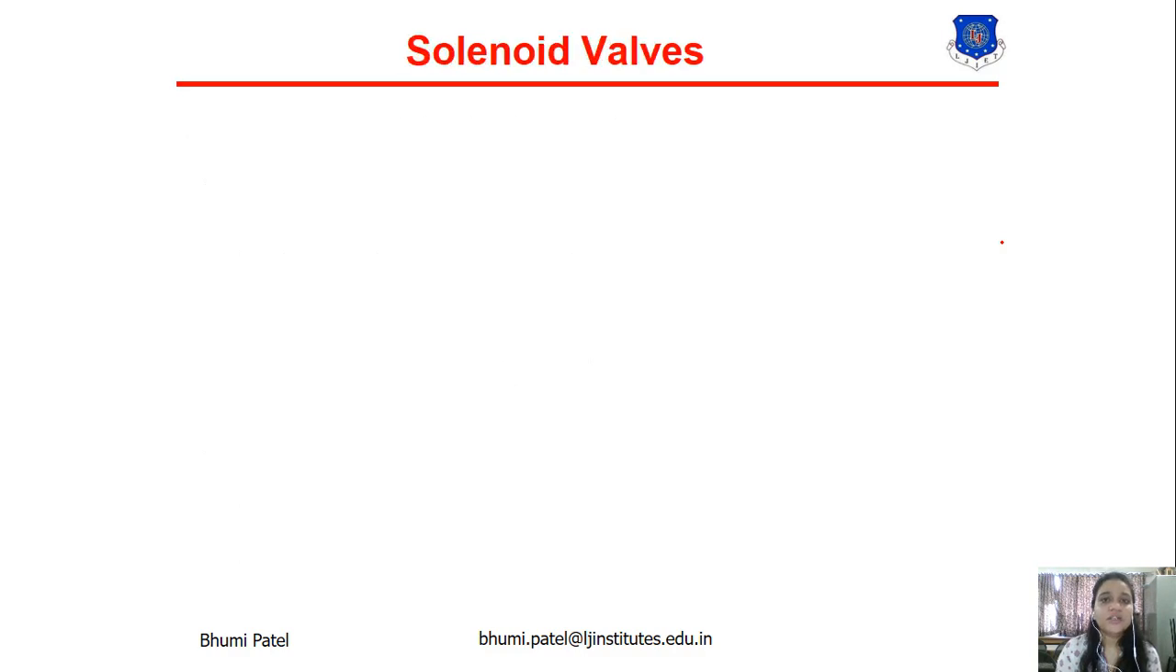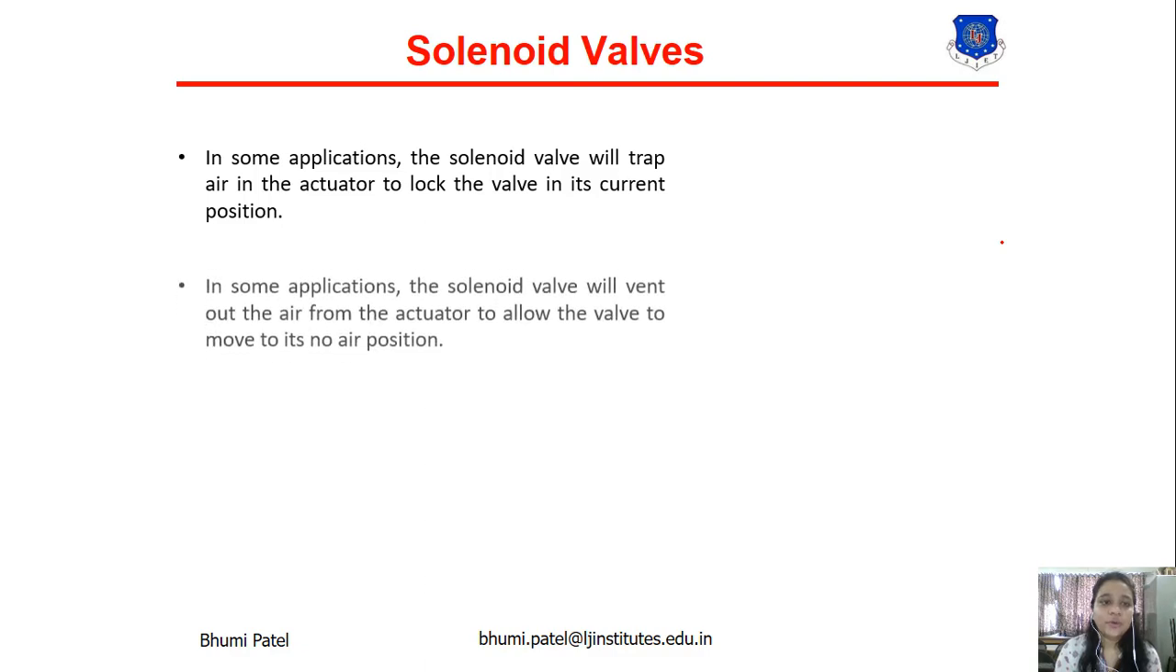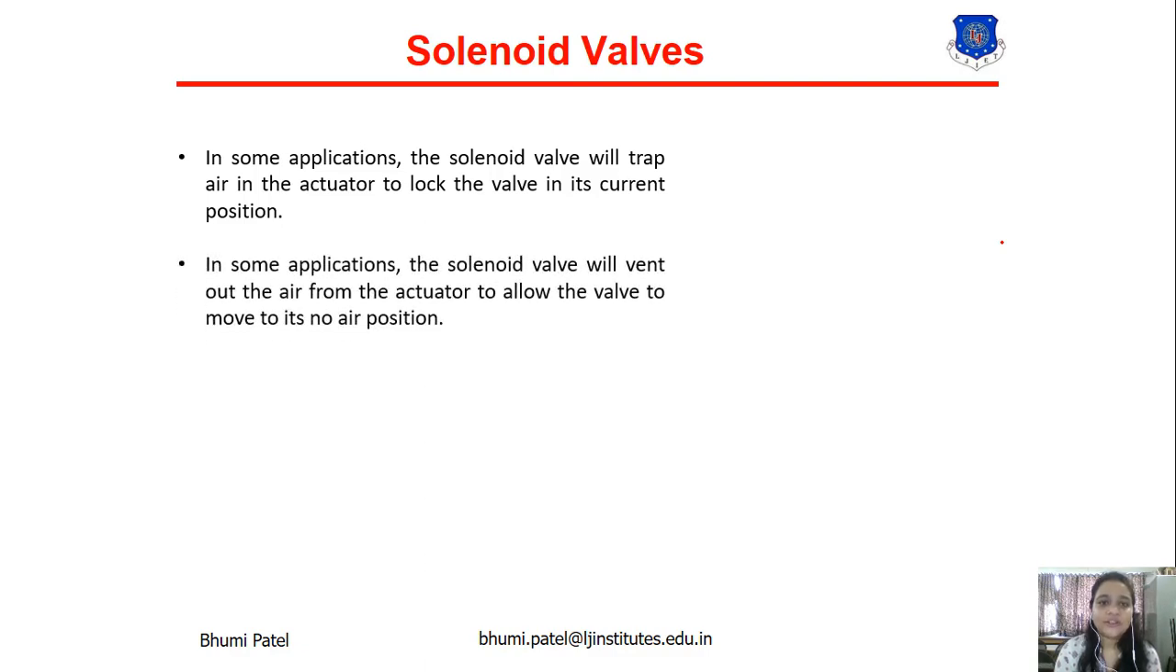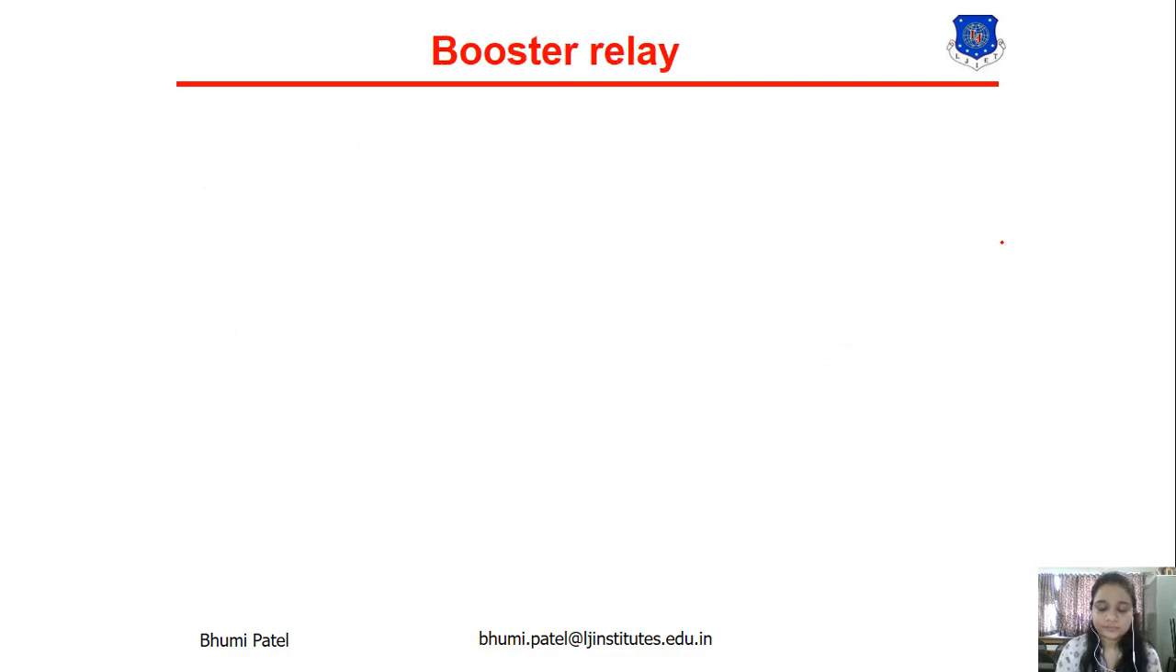Now next one is the solenoid valve. In some applications, the solenoid valve will trap air in the actuator to lock the valve in its current position. In other applications, the solenoid valve will vent out the air from the actuator to allow the valve to move to its no air position. This is the main advantage of the solenoid valve. This is the solenoid valve.